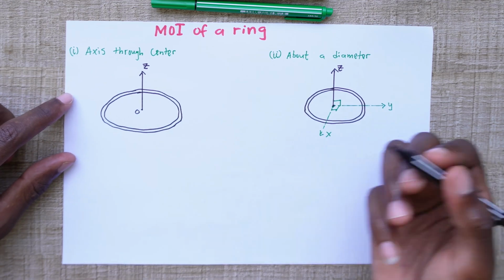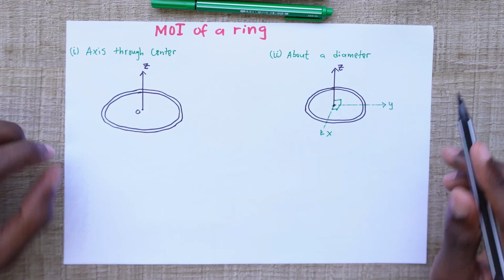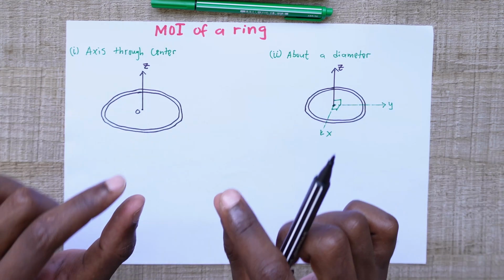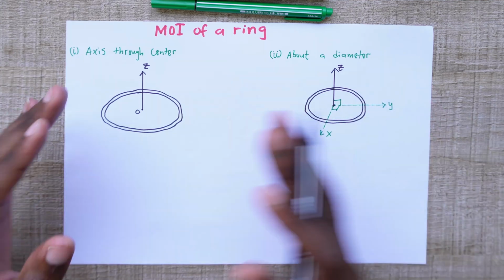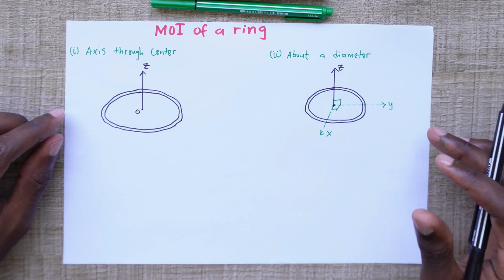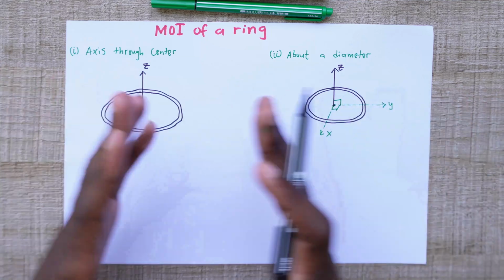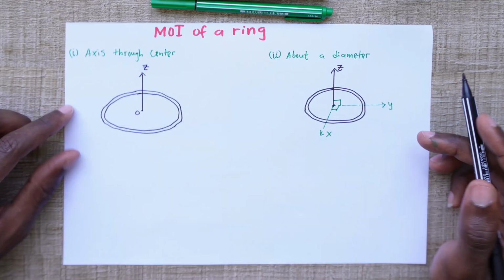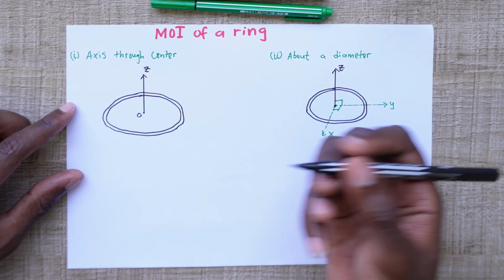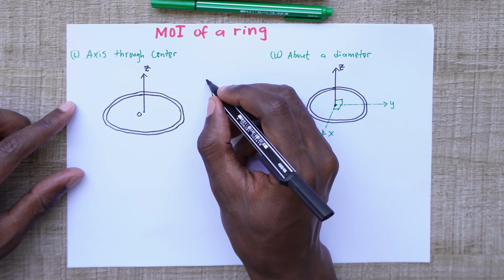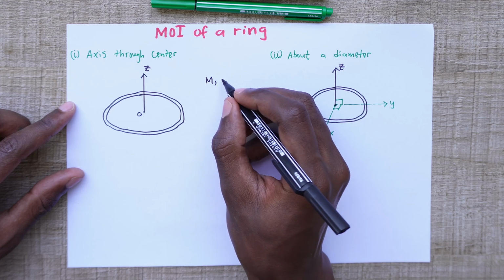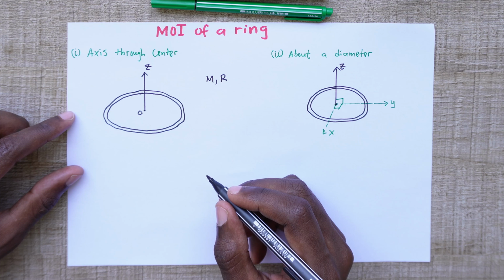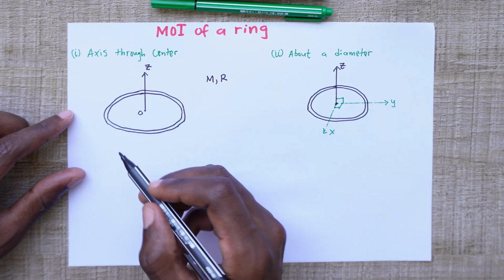So the idea, of course, is always to calculate the moment of inertia of a tiny element of the distribution and then integrate over the entire length, surface or volume, in case you have a surface or a volume distribution. In this case, we have a length distribution. So we have a ring that has a mass M and a radius capital R. It has a uniform length distribution.